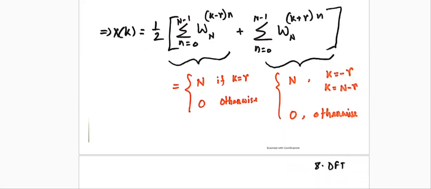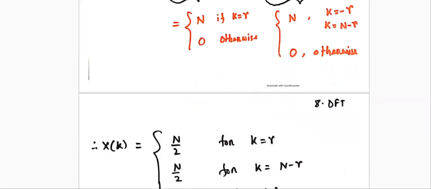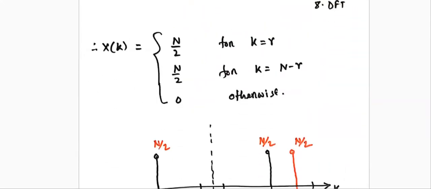In the graphical notations, we will show that. Okay, so first of all, let me clear it up that at k equals r, the amplitude is n. For k equals n minus r, the amplitude is again n. And for both of the cases, that is multiplied with half. So how can we represent this in the wave shape or in the magnitude plot?